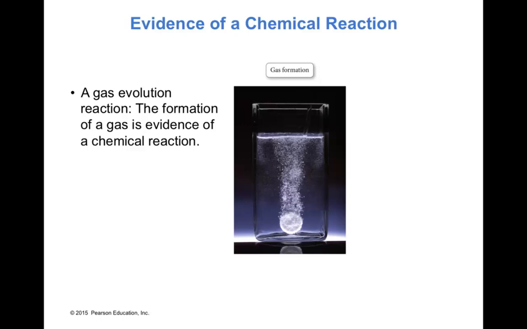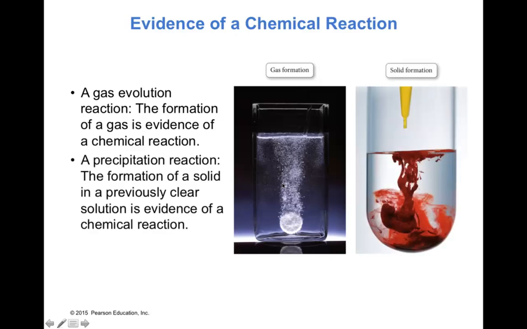Here we have an Alka-Seltzer tablet in water, and it's producing a gas. A precipitation reaction is the formation of a solid in a previously clear solution, and this is evidence of a chemical reaction. Here we can see that it was previously clear, but when we add some kind of reactant, it turns reddish. And here we see this cloudy thing, so that means there is a solid. You have done a precipitation reaction.